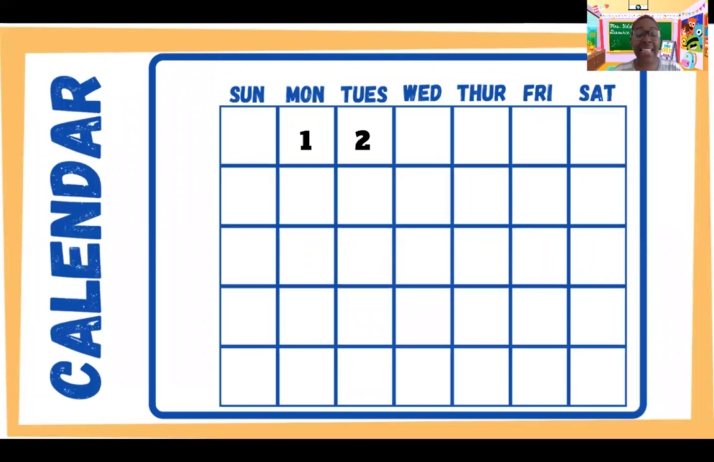Let's take a look at our calendar. Remember, on the calendar, one number is assigned to every day of the month. We began the month of June this week. So Monday was the 1st, Tuesday was the 2nd, and so what is today? That's right, today is the 3rd day of the month.